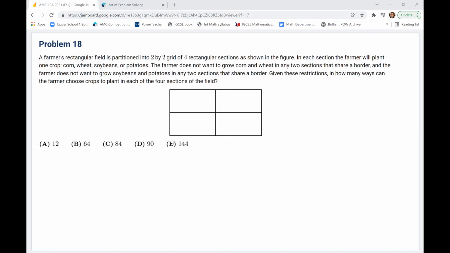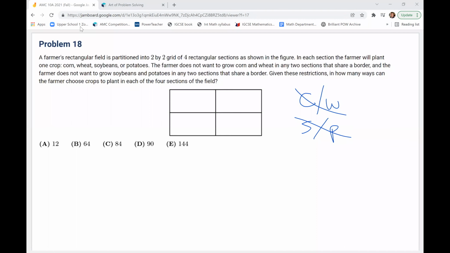Okay, I actually found this one to be not as bad. You kind of just have to sort of count out different situations, different scenarios. Right. So basically, let's just keep in mind what cannot be together. So we cannot have corn next to wheat, right? And we cannot have soybeans next to potatoes. So those things cannot be next to each other, right?